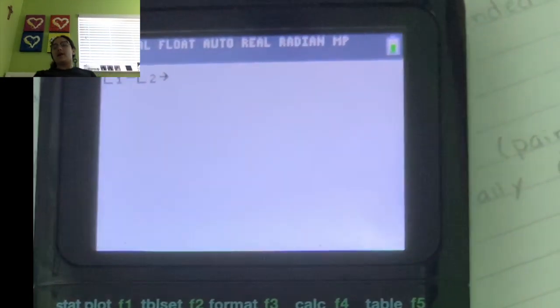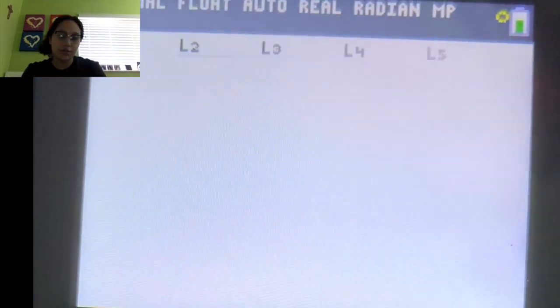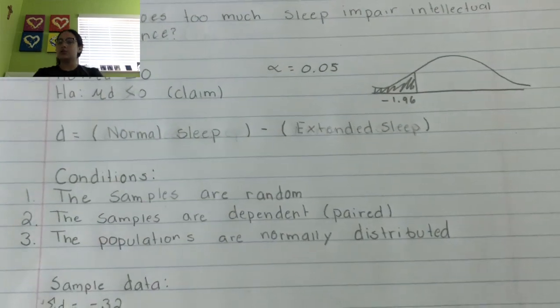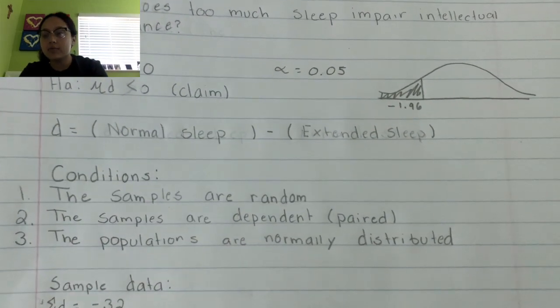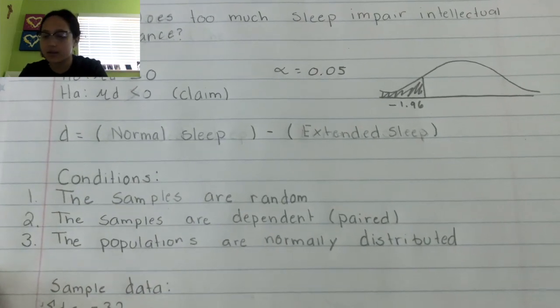So then after you're done with that, you could identify your conditions, which are all met, so you could carry on with your paired t-test. The samples are random, the samples are dependent, and the population is normally distributed.